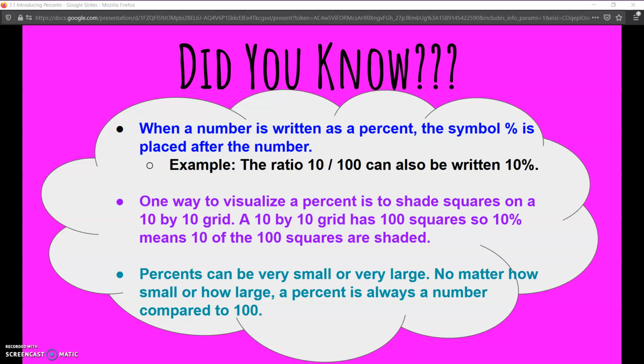When a number is written as a percent, the percent symbol is placed after the number, as opposed to the dollar sign, which is placed before it. The percent sign is written after it. So the ratio 10 to 100 can also be written as 10%.